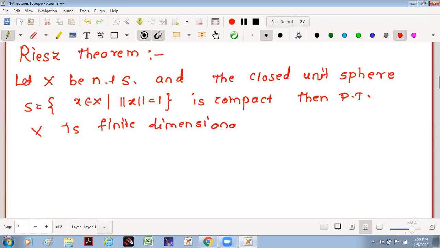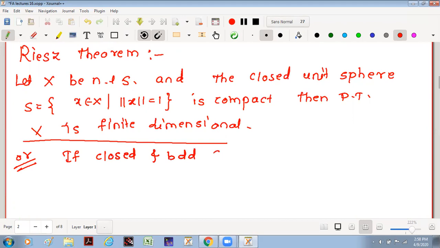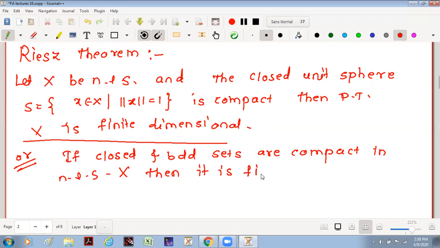This is important because many times we are interested in proving that the given space is finite dimensional. Riesz theorem gives us a shortcut to prove the space to be finite dimensional. The theorem says that if the closed unit sphere is compact, then the space is finite dimensional. The statement can also be written as: if closed and bounded sets are compact in a normed linear space X, then it is finite dimensional.